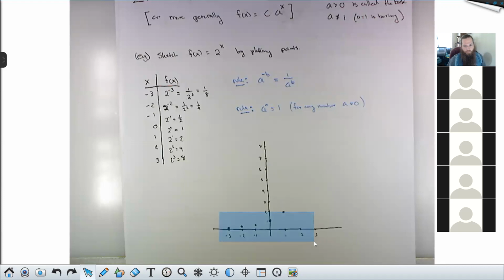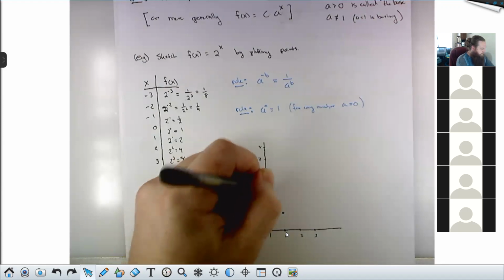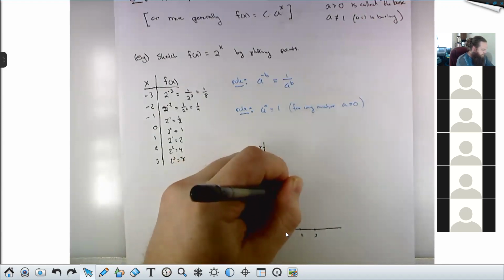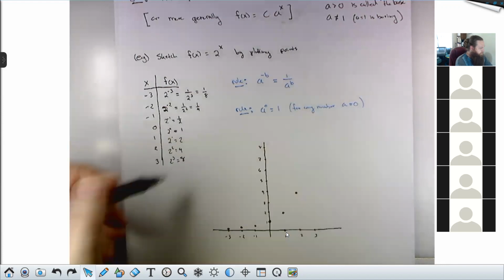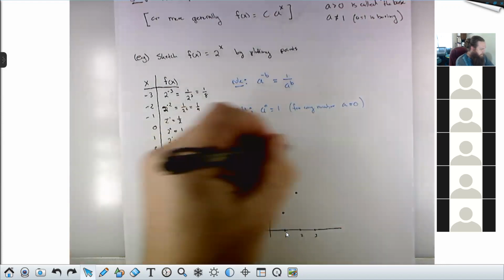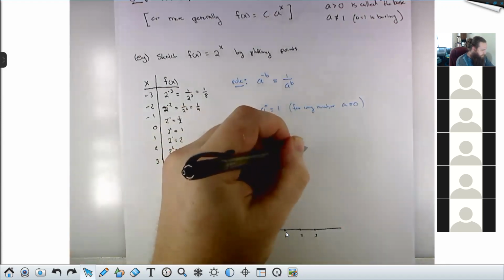We've plotted a bunch of points, but we haven't finished yet. We've plotted everything up to this row. 1, 2 was the last point we plotted. Our next point is 2, 4. Right here. And then the last point we have from our table is 3, 8, which is right here.